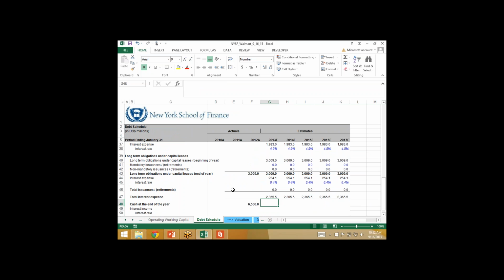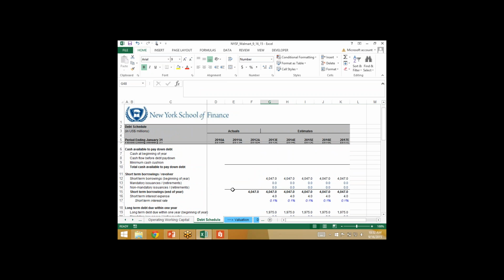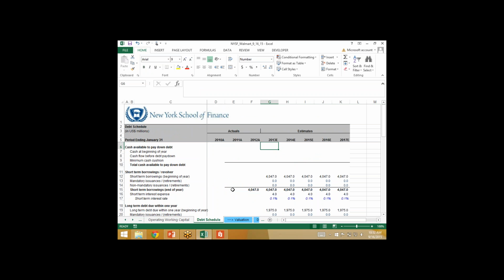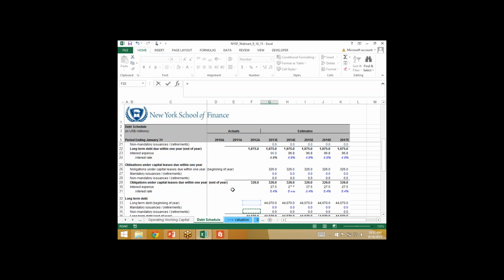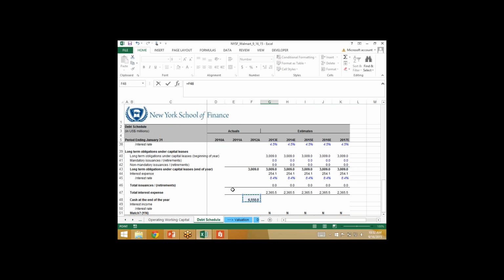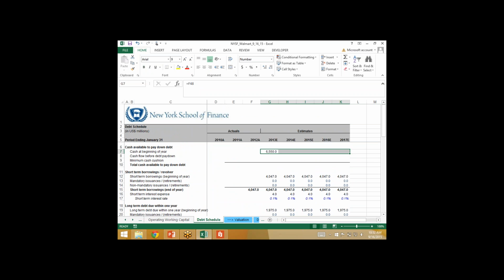Now we have cash at the end of the year. Before we have cash at the end of the year, we have to do cash at the beginning of the year. Cash at the beginning of the year, just like our debt balances, is equal to the prior cash at the end of the year, all the way down at the bottom of 2012. Got it?